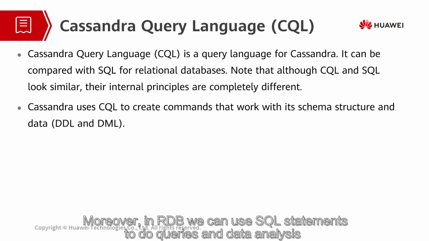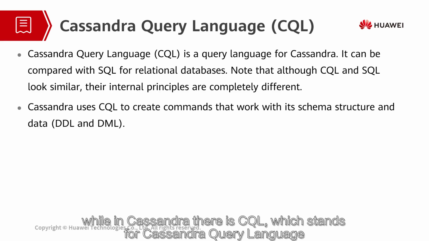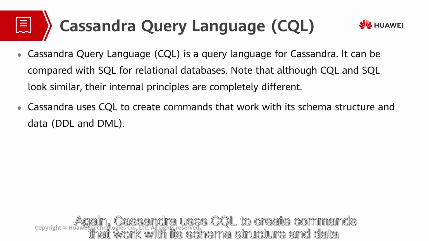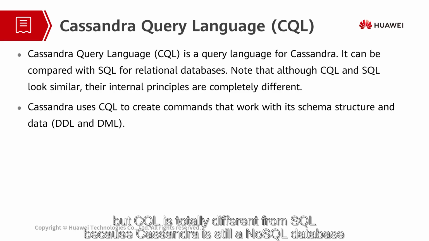Moreover, in RDB, we can use SQL statements to do queries and data analysis, while in Cassandra there is CQL, which stands for Cassandra Query Language. Again, Cassandra uses CQL to create commands that work with its schema, structure, and data. But CQL is totally different from SQL because Cassandra is still a NoSQL database.